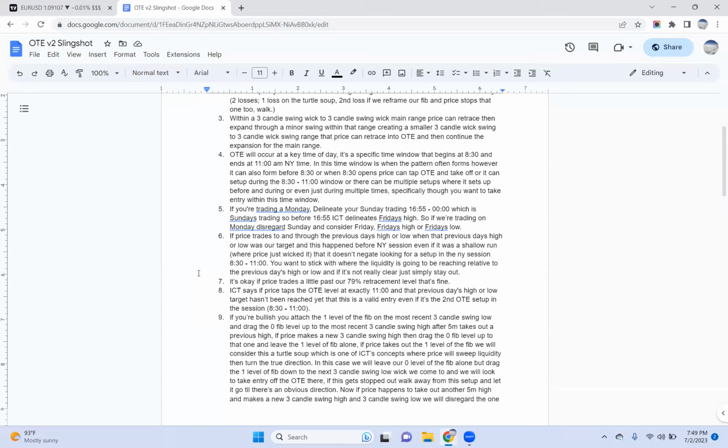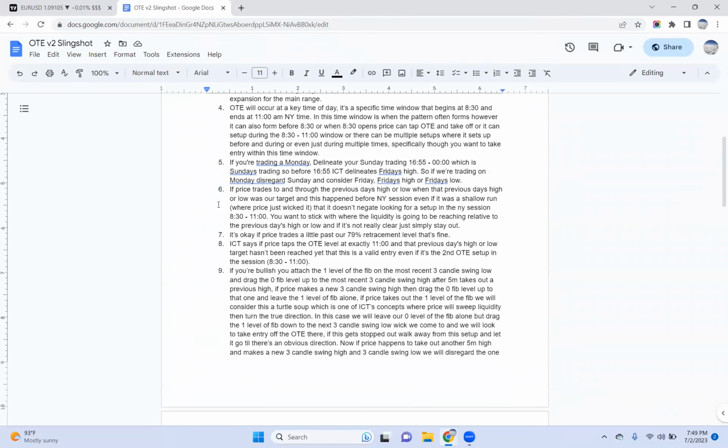So you can disregard that, but if you're targeting those previous day's highs or lows, this is a good rule for you. If price trades to and through the previous day's high or low, when that previous day's high or low was our target, and this happened before the New York session, even if it was a shallow run where price just wicked, it doesn't negate looking for a setup in the New York session, 8:30 to 11. You want to stick with where the liquidity is going to be reaching relative to the previous day's high or low. And if it's not really clear, just simply stay out, okay?